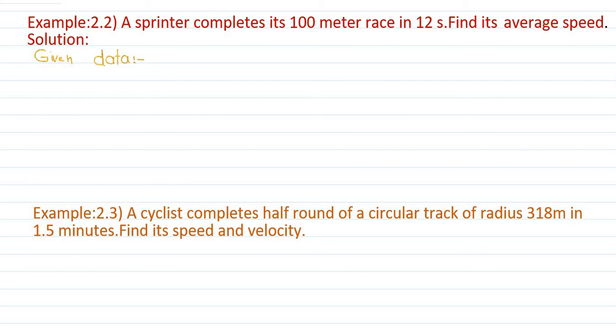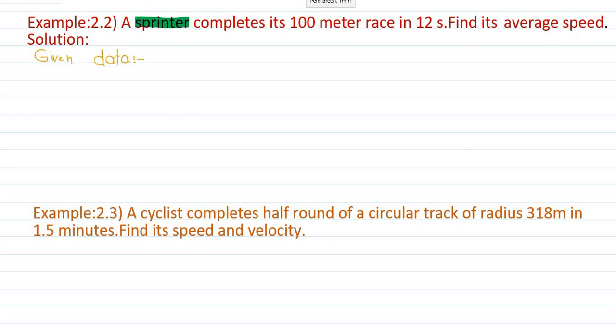First of all, the question arises, what is a sprinter? A man that is running or taking part in a race is called a sprinter. जो रेस लगाने वाला जो भी आपके पास खिलाड़ी होता है उसे sprinter कहते हैं.